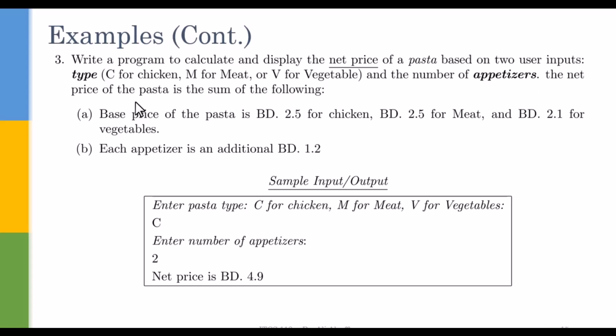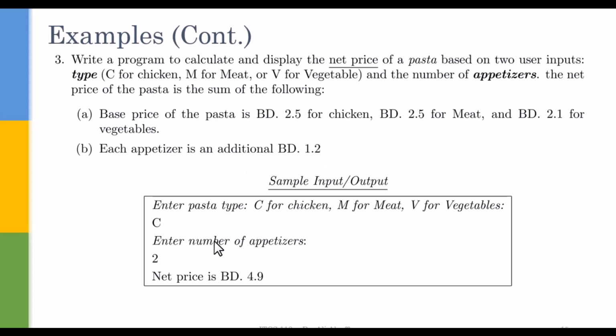The net price of the pasta is the sum of the following. First, you add the base price of pasta. For chicken, it is 2.5. For meat, it is 2.5. And for vegetables, it is 2.1. So meat and chicken are the same price. Each appetizer is an additional 1.2, so it depends on the appetizers.